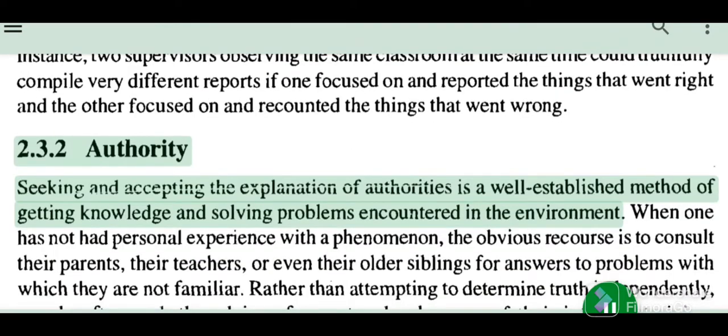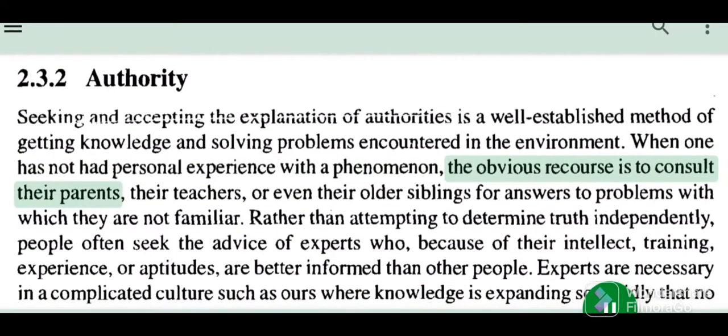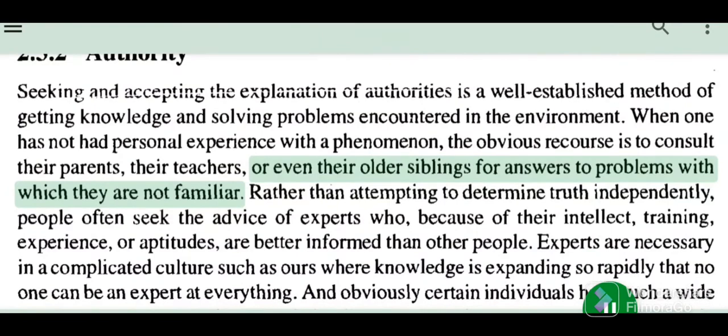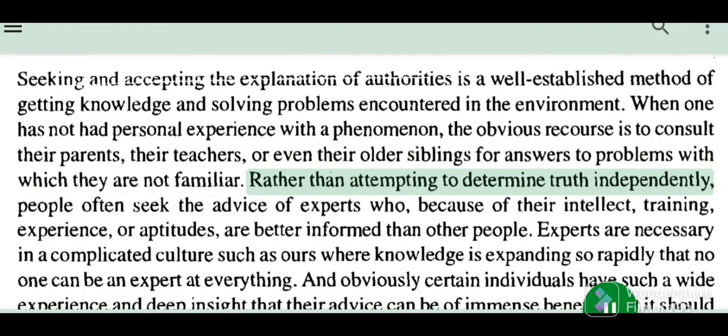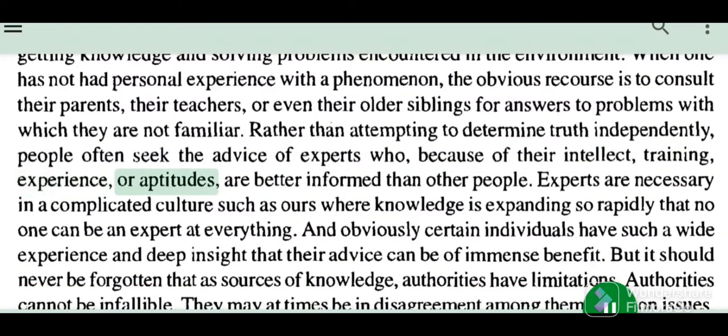2.3.2 Authority seeking. Authority is a well-established method of getting knowledge and solving problems encountered in the environment. When one has not had personal experience with a phenomenon, the obvious recourse is to consult their parents, their teachers, or even their older siblings for answers to problems with which they are not familiar. Rather than attempting to determine truth independently, people often seek the advice of experts who, because of their intellect, training, experience, or aptitudes, are better informed than other people.